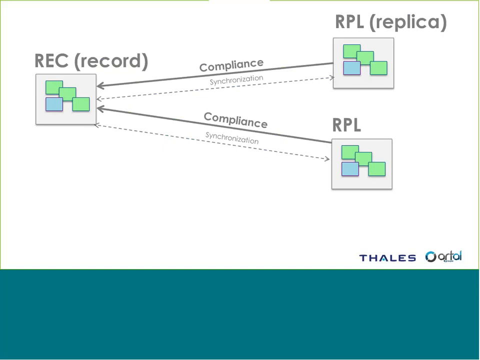On the left side, you have a rec, for record or replicable element collection. So it's basically a group of model elements. It can be a component and its functions. It can be several other things. And we have replica on the right side. Between replica and records, we have a compliance relationship. So the replica is compliant with the record. It is a copy of the record. And we have synchronizations between replica and records.